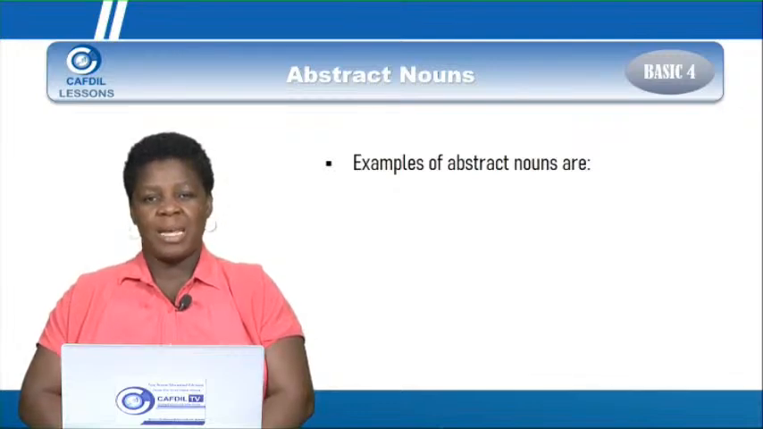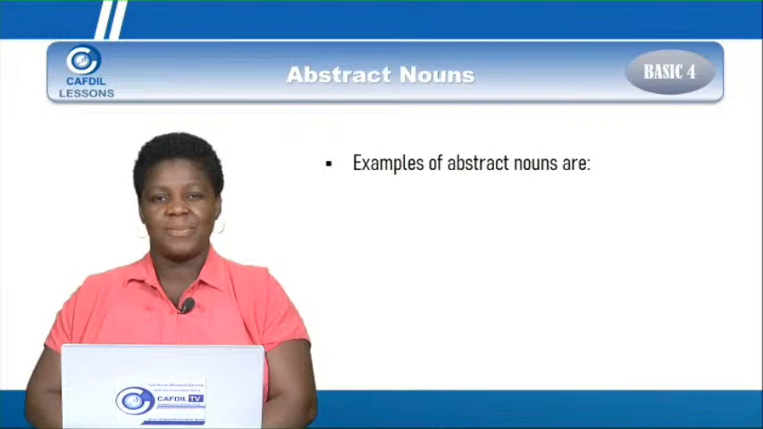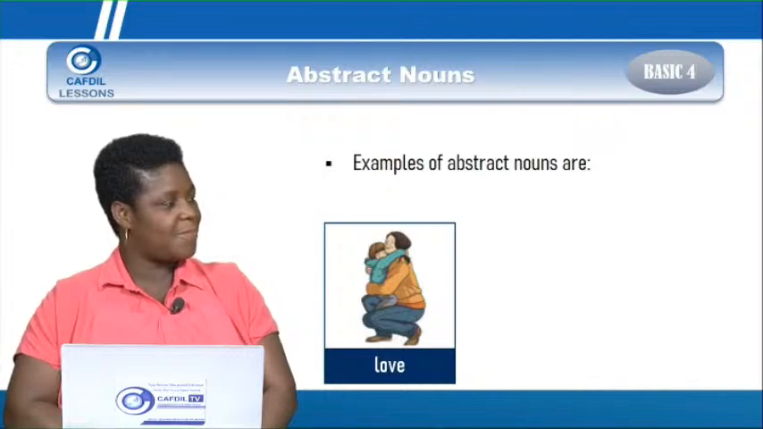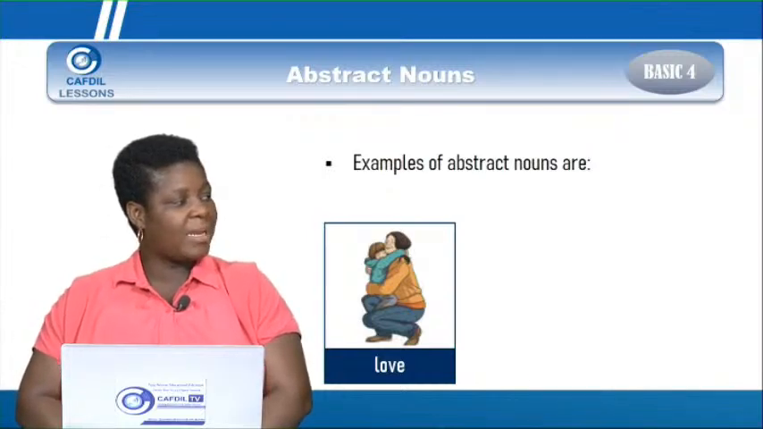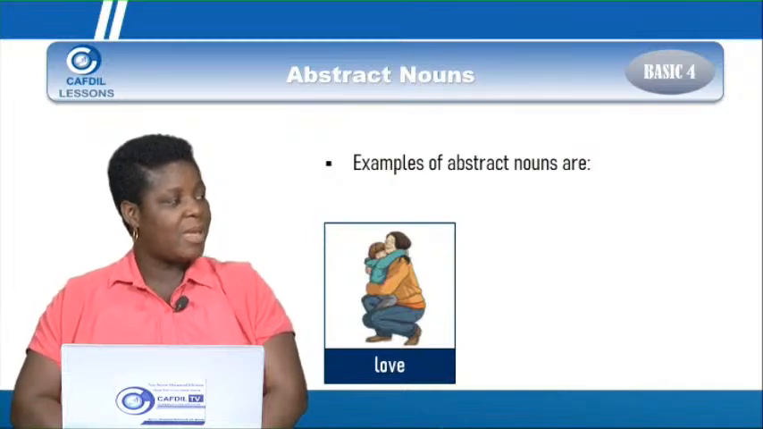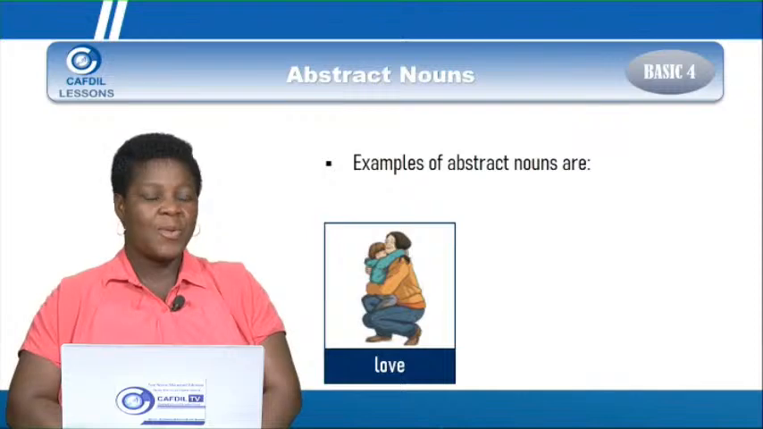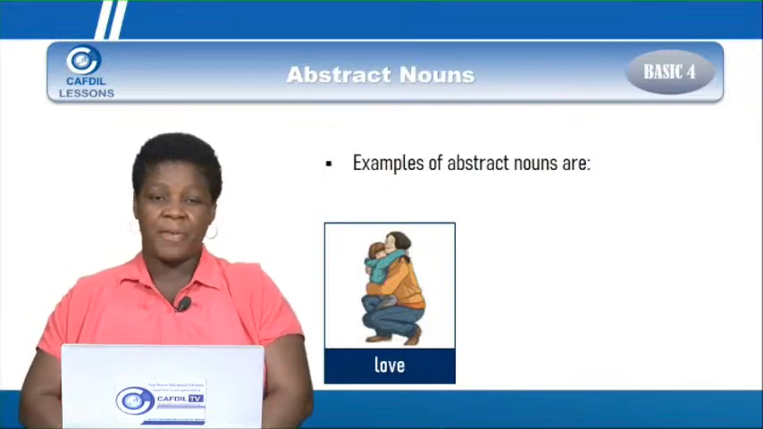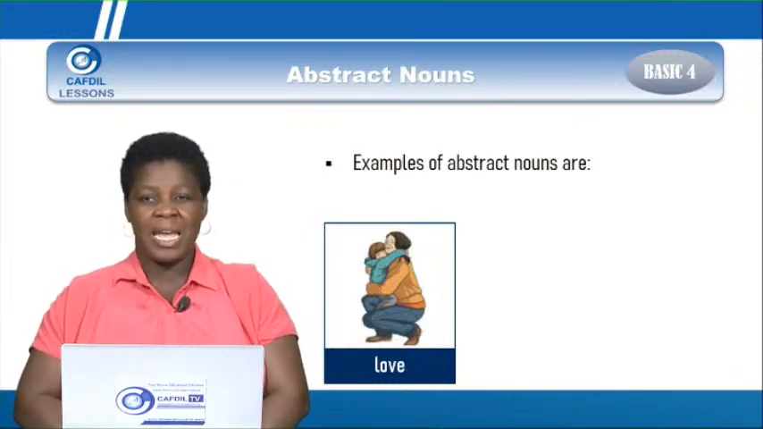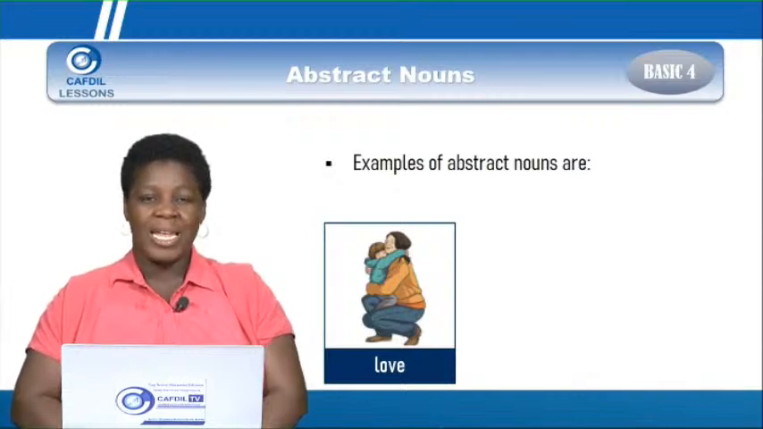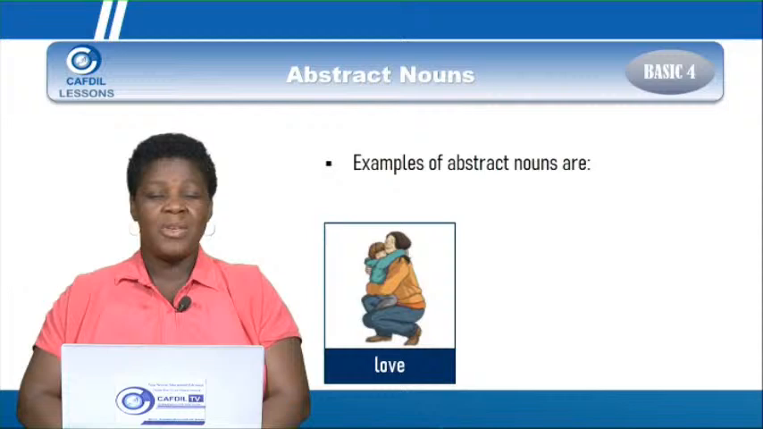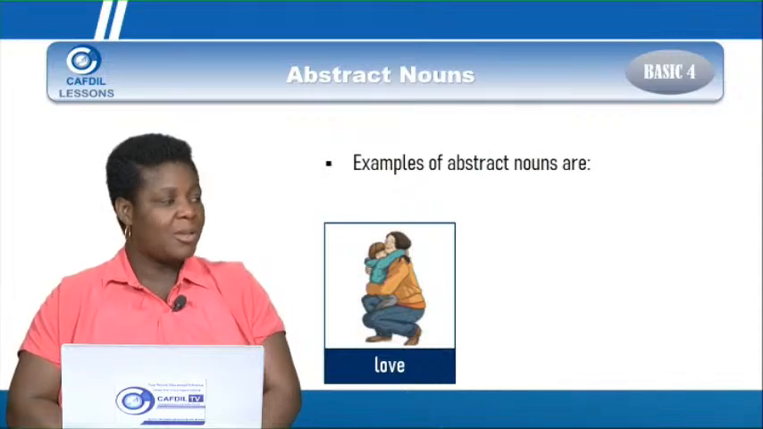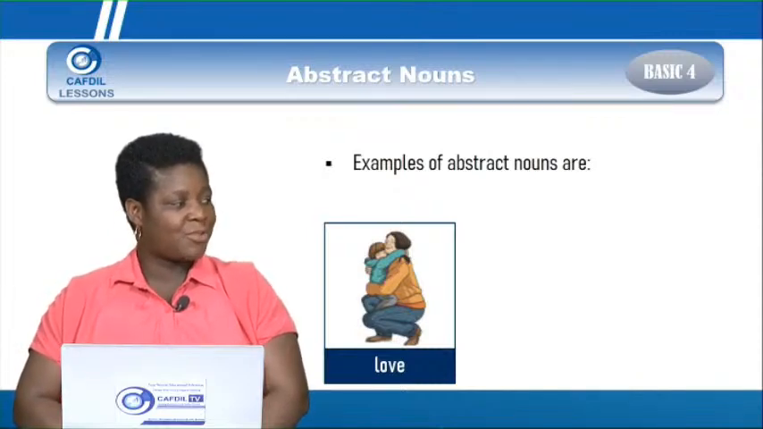Now let's have some examples of abstract nouns. Look at this picture. You could see the woman hugged the baby. It shows something. What does it show? Love. Can love be felt? Can it be touched? Or can you see love? No, you cannot see love. If someone loves you, you cannot see it. So love is an abstract noun.